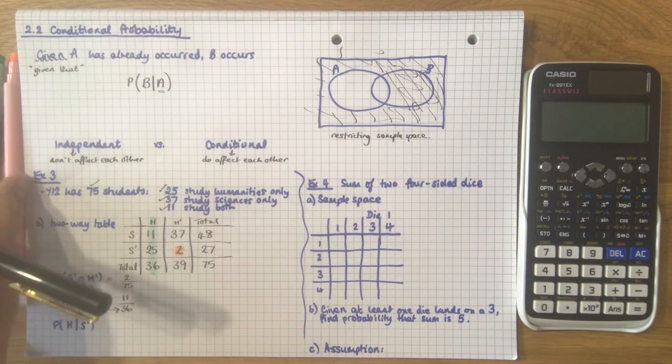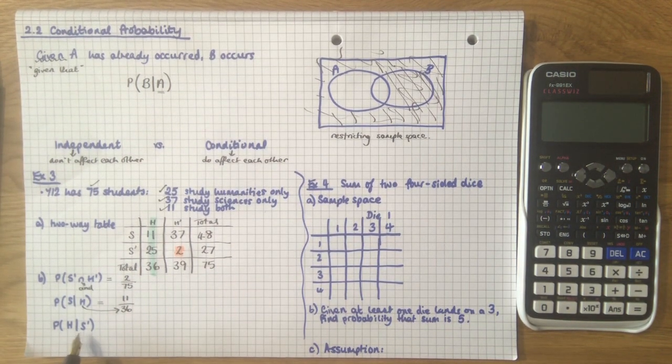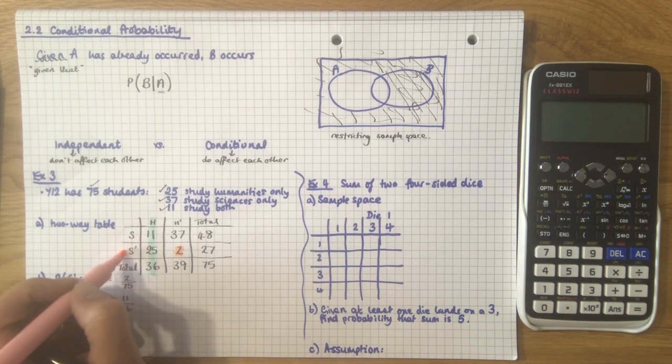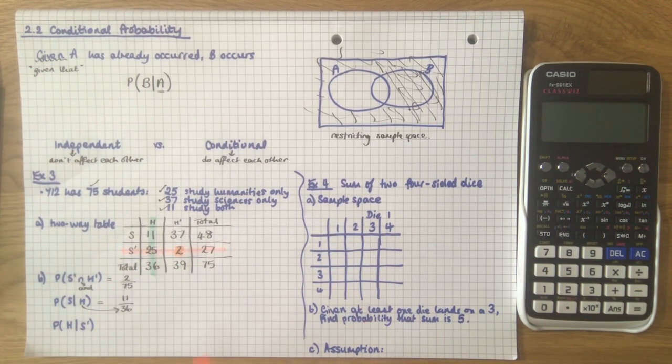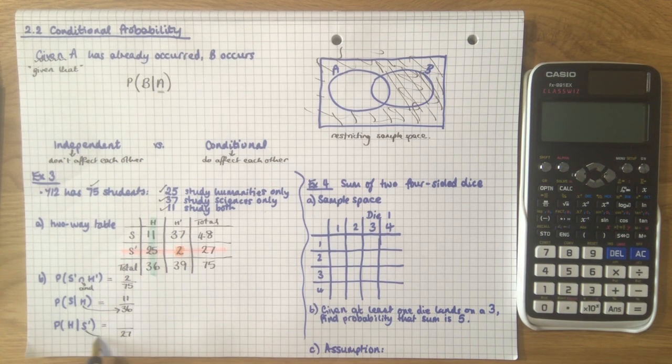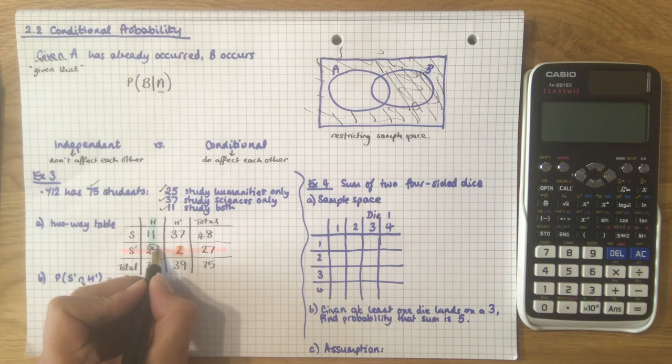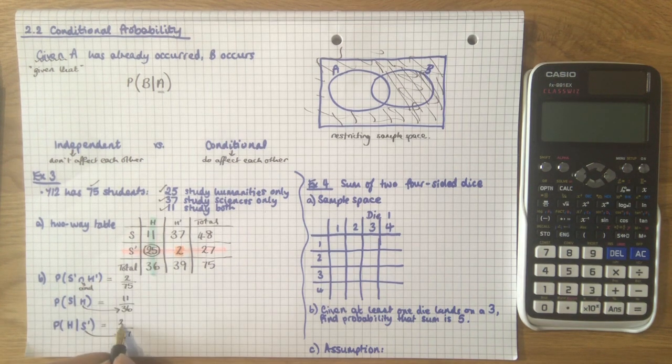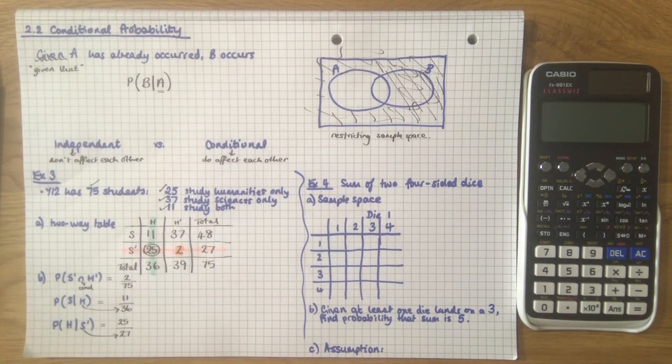Now, for the last one, we have a different sample space that's a restriction to apply. What's the probability that somebody studies humanities given that they don't study science? Now, not studying science is this row here. So that means we're only interested in those 27 students, and that's our restricted sample space. Of those 27, the probability that somebody studies humanities is here. So that's 25 out of 27.